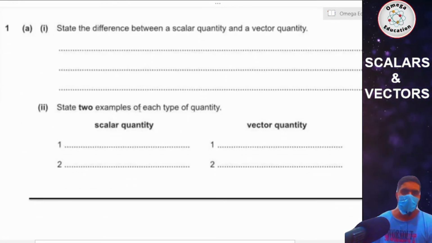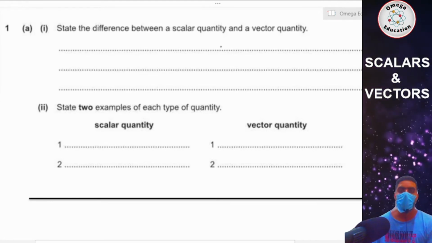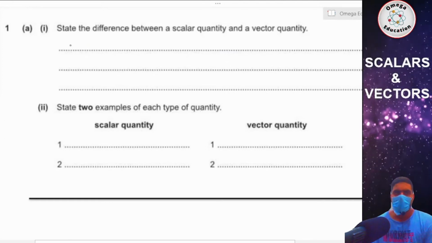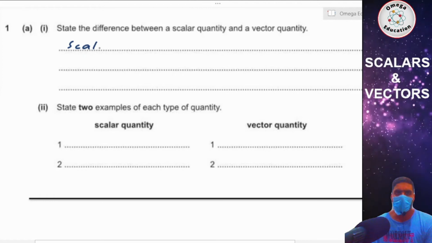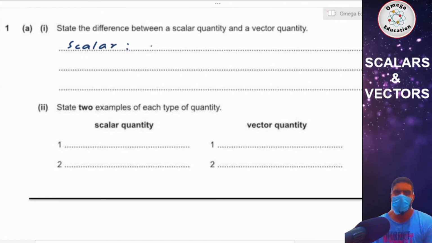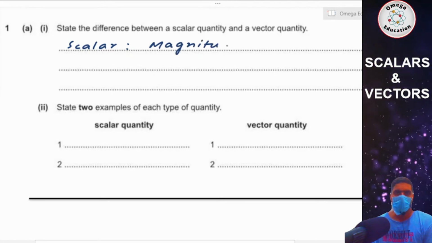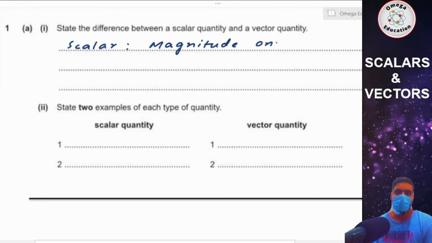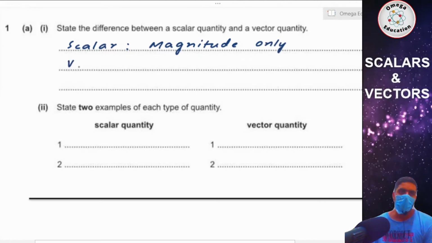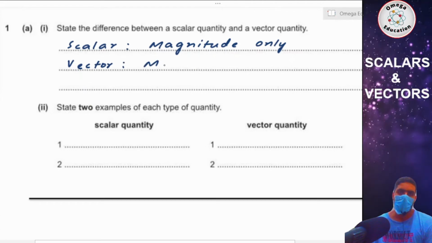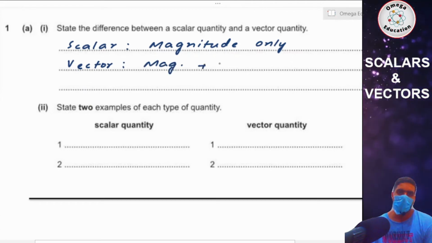Then we have some paper 2 questions. State the difference between a scalar quantity and a vector quantity. So pretty straightforward. Scalar quantities, you can write this in description, I'm just writing in bullets. Scalar quantities are represented by magnitude only. Vector quantities have to be described by magnitude plus direction.